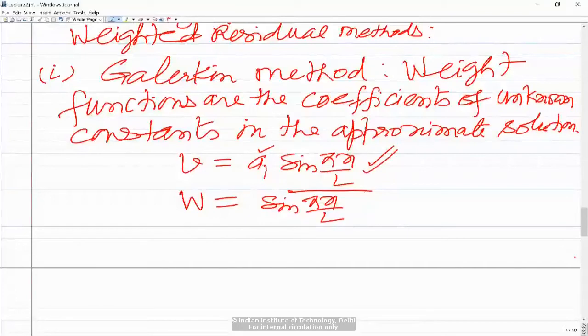Then how do we find A1? It is through the weighted residual statement, a weighted integral statement. So now we have the integral from 0 to L. The weighted residual statement is the integral of W RD dx equal to 0.